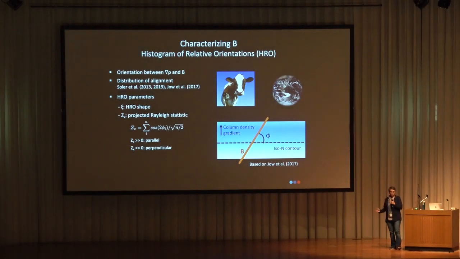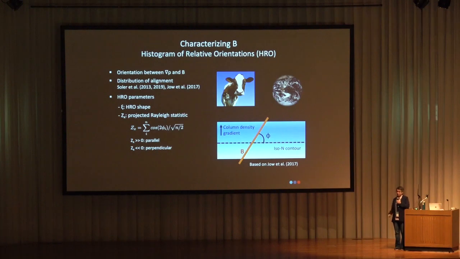So HRO investigates the orientation between density gradients and magnetic fields and examines this alignment in column density maps. It was first used and introduced in Soler et al. 2013 and has since been used in various studies and modified further.